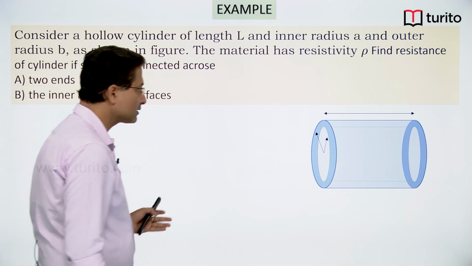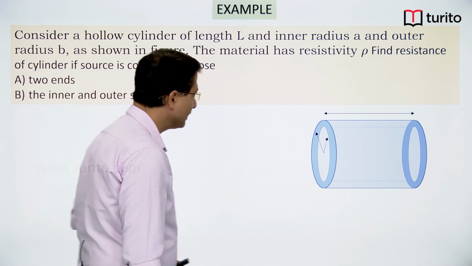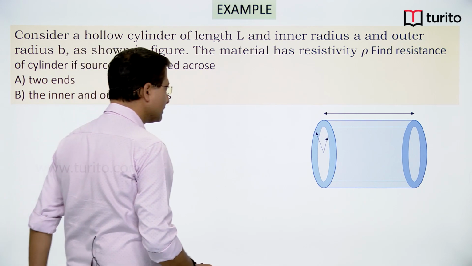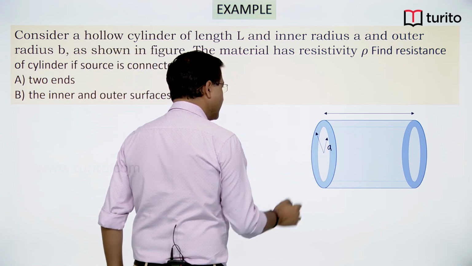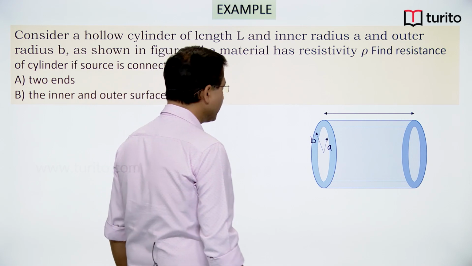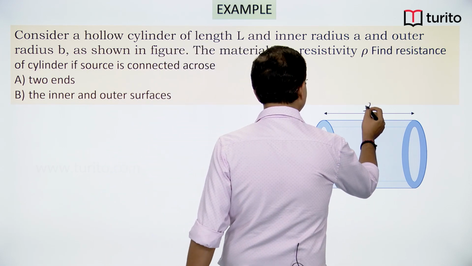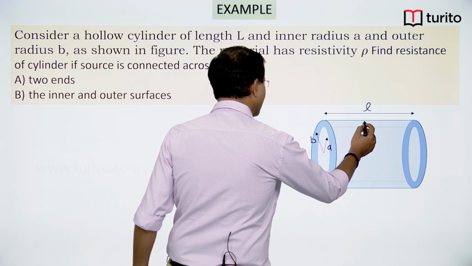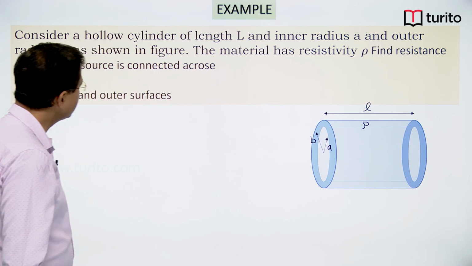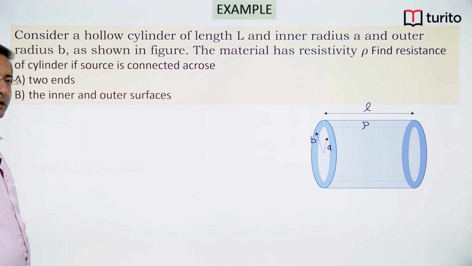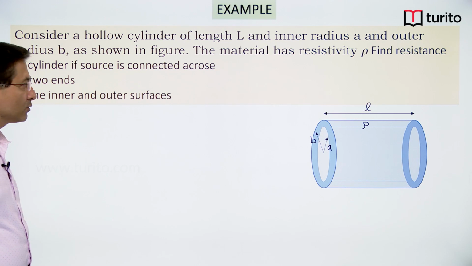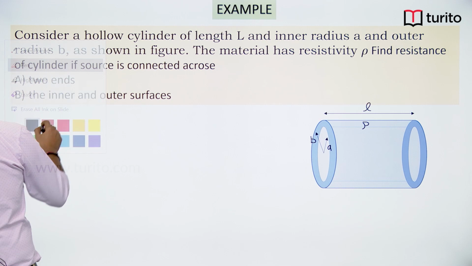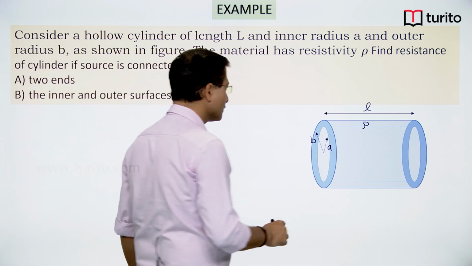So one cylinder is given, it's a hollow cylinder, the radius of inner surface is A and outer surface is B, and let the length of the cylinder be L. Okay, resistivity of the material we have is rho. Question is, find the resistance of the cylinder if source is connected across. So first case, we are connecting source this way.